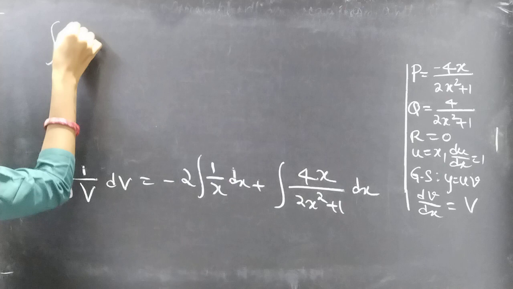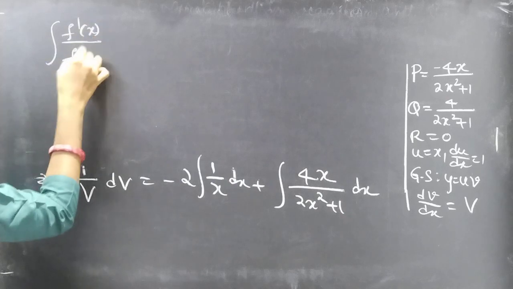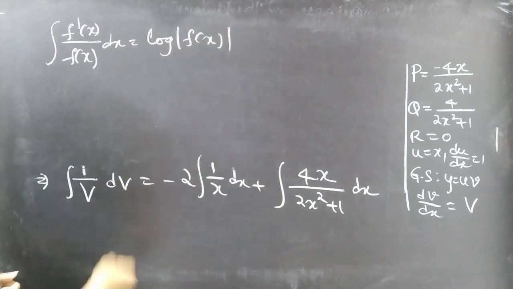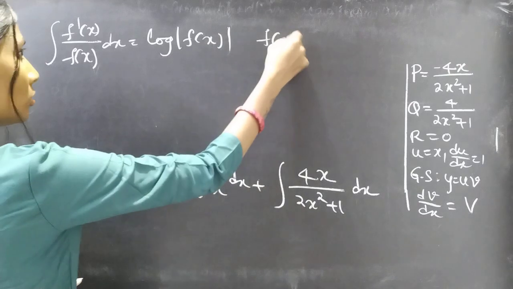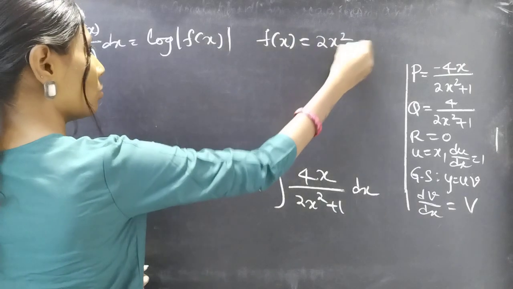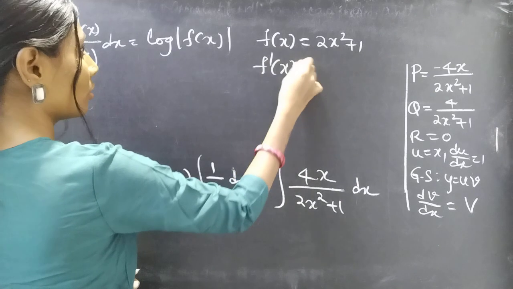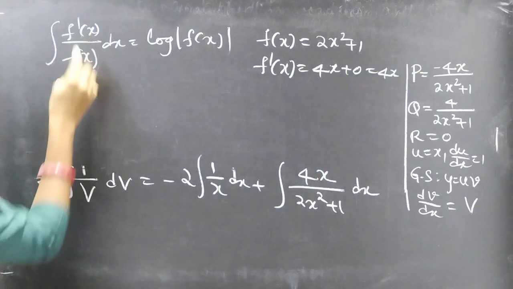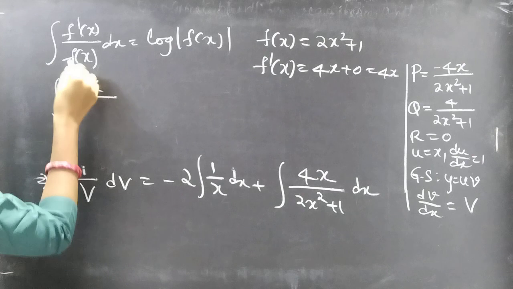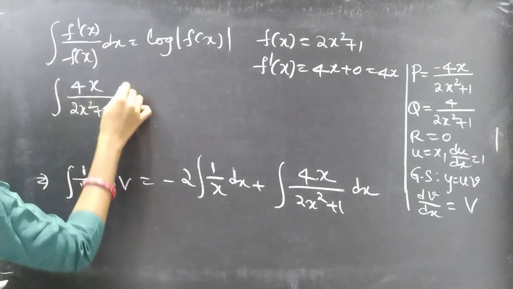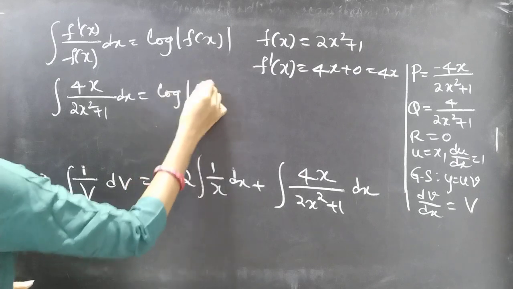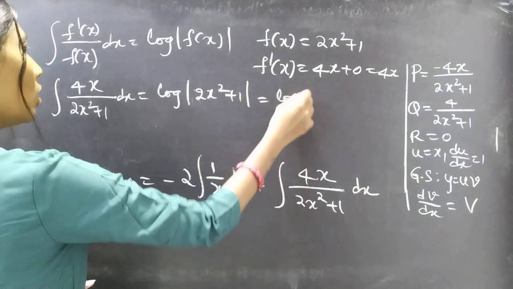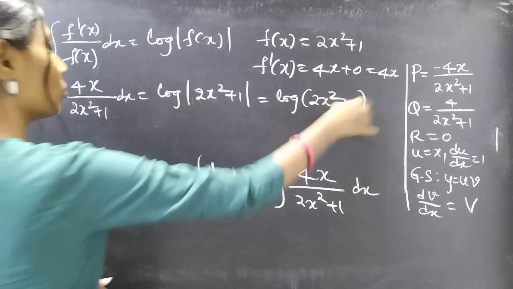We know that integral f dash of x by f of x into dx equals log mod f of x, right? If f of x equals 2x squared plus 1, then f dash of x will be 4x plus 0, which equals 4x, right? Then integral f dash of x, 4x, by f of x, 2x square plus 1, into dx will be log mod 2x square plus 1, or log 2x square plus 1, right?